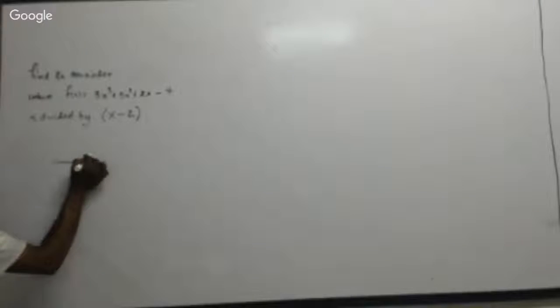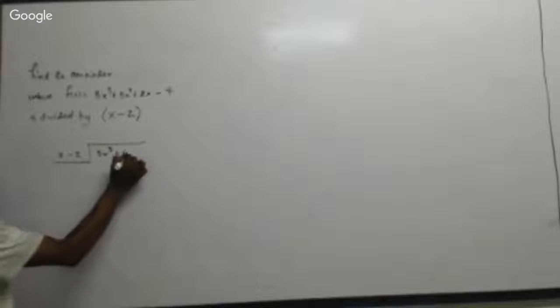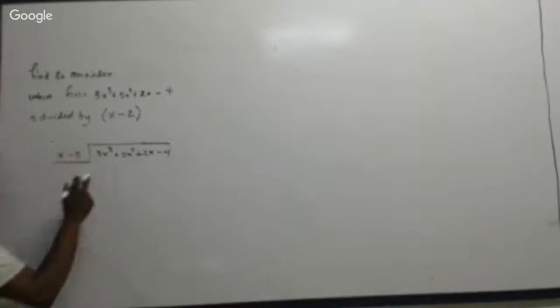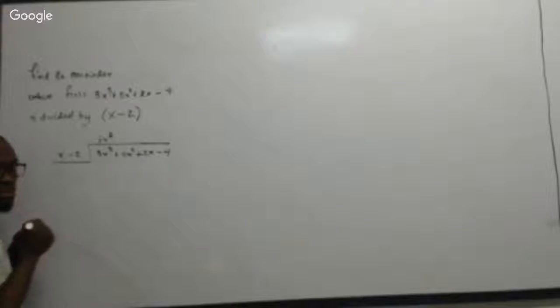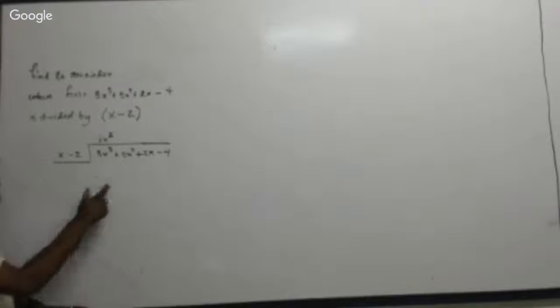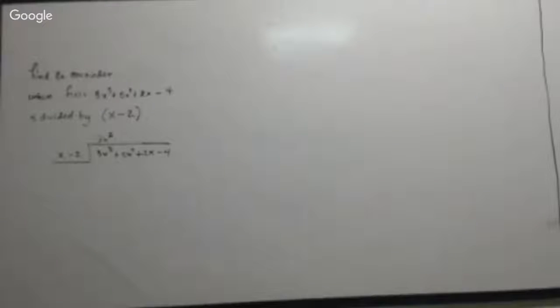Good. X minus 2 is the divisor. I put 3x cubed plus 5x squared plus 2x minus 4. I will say x into that, you get 3x squared. Then 3x. Tell you what, everybody do this for me in 30 seconds. Check if you understand on your own.